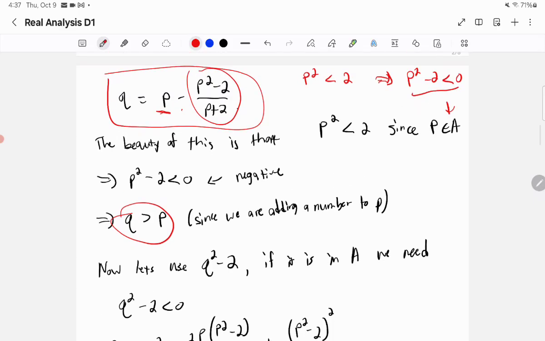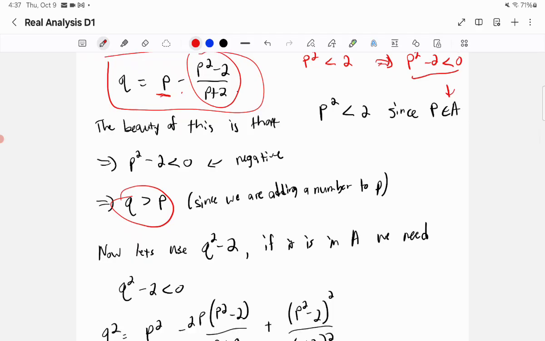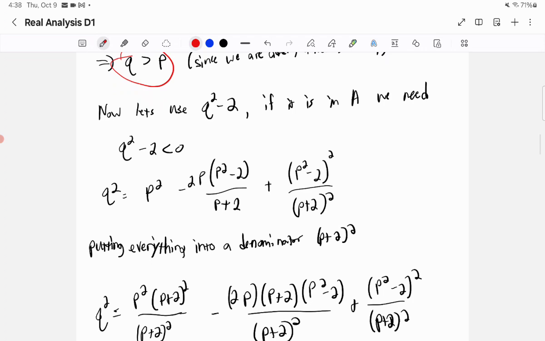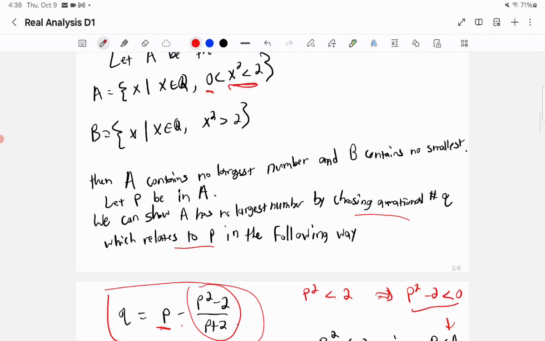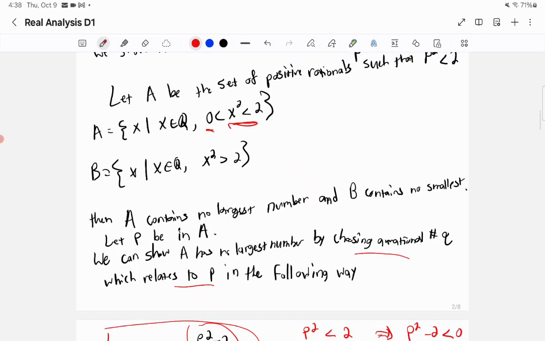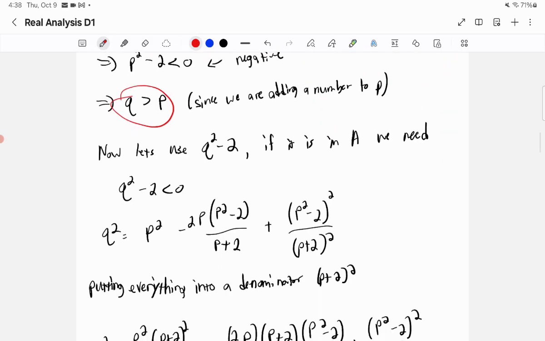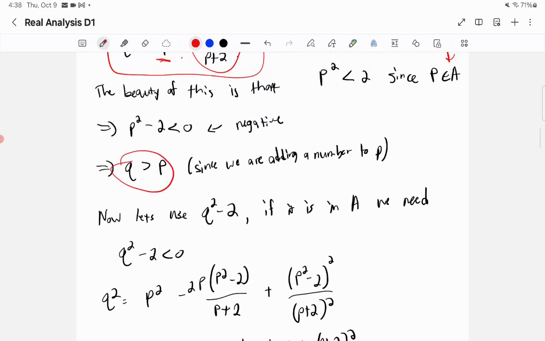Now you might say, okay, why did you divide by p plus 2? Well, we're going to see in a moment that actually helps us show that q is also in A. So even though q is greater than p, it's still in A, which will mean that A contains no largest number, because we can always choose some value q that's bigger than the current value of p. So this is what we'll see.